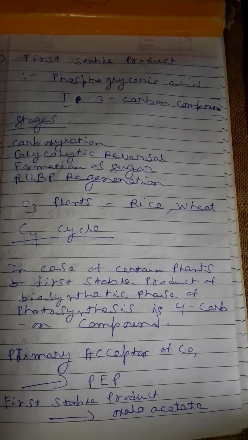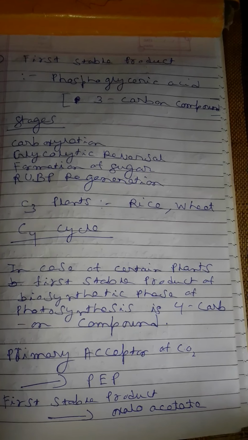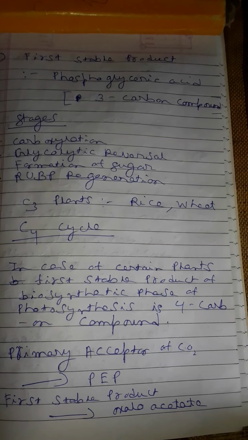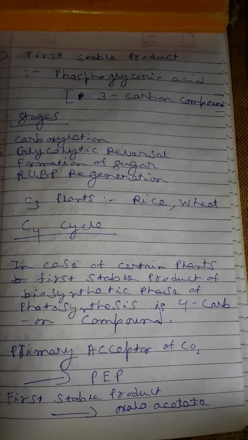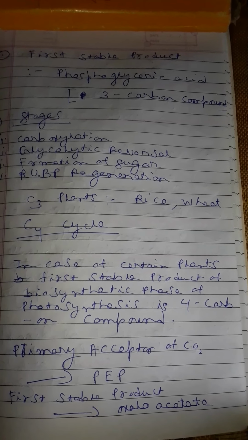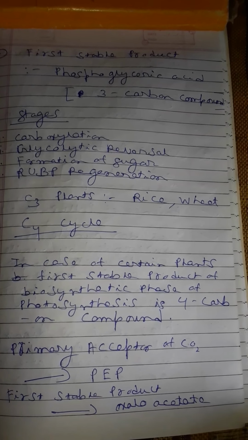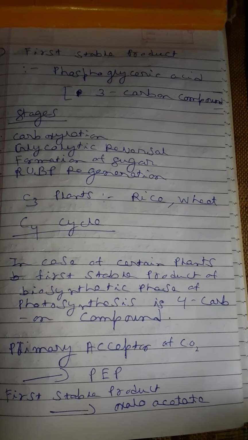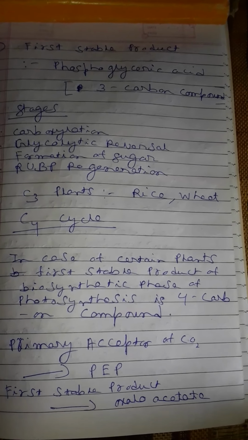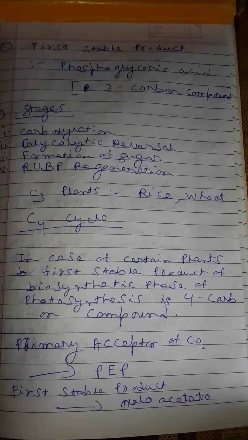carboxylation, where the first stable product, that is phosphoglyceric acid, is formed. Then comes glycolytic reversal, where phosphoglyceric acid gets isomeric conversion into phosphoglyceraldehyde. Formation of sugar, that is glucose, takes place in the third stage. Glucose is later polymerized into starch and it is translocated into the storage organ and the consumption end through the phloem tissues in the form of sap.